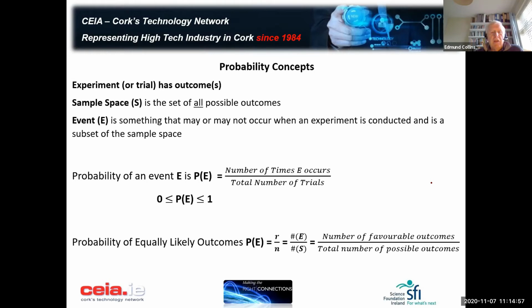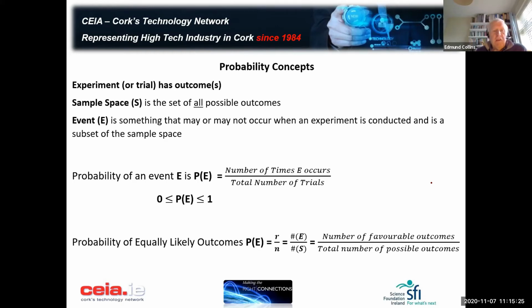So the next concept is the event. It's something that may or may not occur when an experiment is conducted, and is a subset of the sample space. So in the case of tossing a coin, the event is that it's going to be heads or tails. So that's the event in that case, but it may or may not occur when an experiment is conducted.